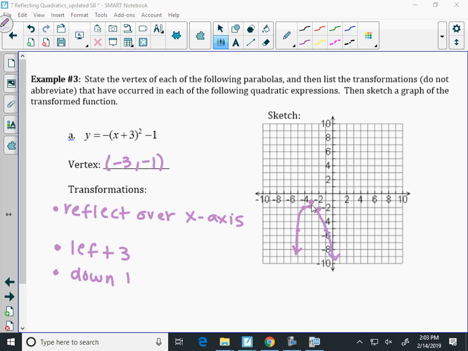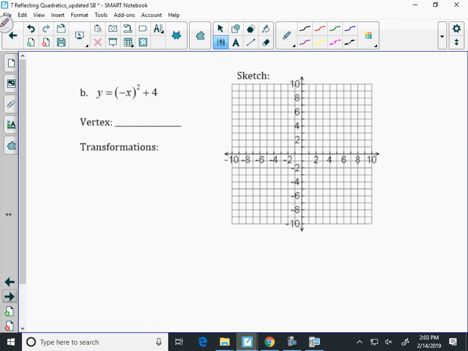Okay. So we take a look at B. When we write our vertex, is there anything being added or subtracted with the x on the inside? No. So what's the x value of our vertex? 0. What's the y value of our vertex? 4. So when we do our transformations, always start from front to back. I notice in the front there's a negative on the inside with the x. So what transformation did we do? Yeah, we reflected over the y.